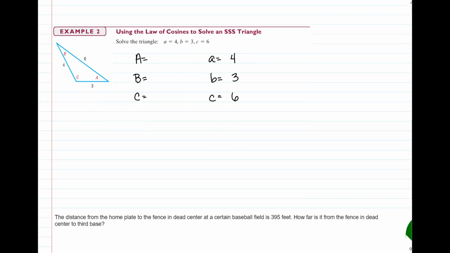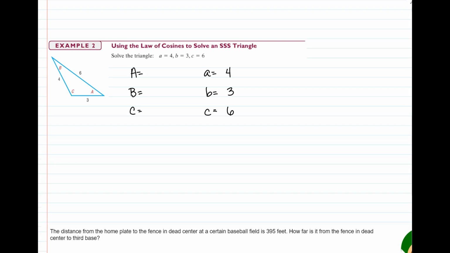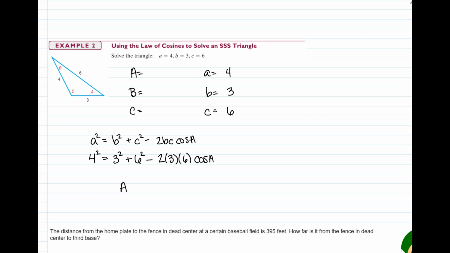For this one, we have got all 3 sides and no angles whatsoever. So we can pick any law of cosines we want. So I'm going to pick the one that includes angle A. And I'm going to solve for angle A. So I'm going to plug in what I've got here. 4 squared equals 3 squared plus 6 squared minus 2 times 3 times 6 times cosine of angle A.